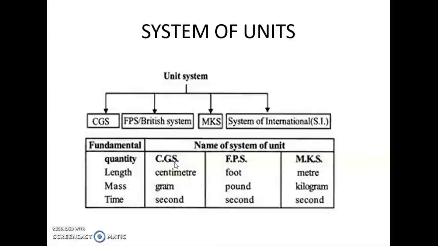In case of CGS system, the unit of force is dyne. In case of FPS system, the unit of force is pound force. And in case of MKS, as I have already said, unit of force is kg force.